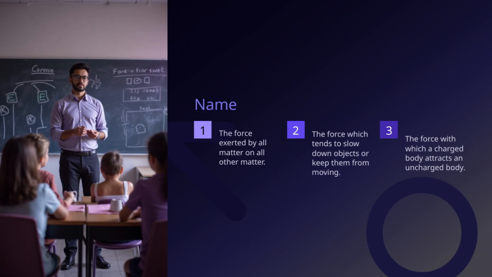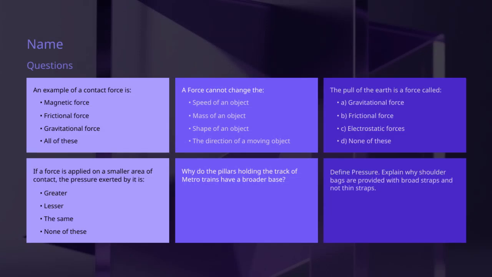Lastly, we have the force exerted by all matter on all other matter. This universal force is gravity, which is responsible for keeping planets in orbit and objects grounded on Earth. Connecting these points, we see how different forces influence motion and interactions in our universe, helping us understand how everything around us behaves.